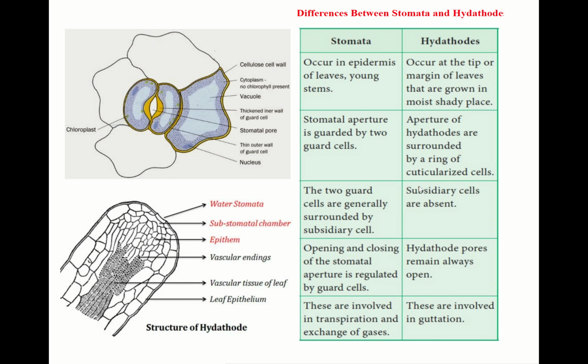Stomata are the minute openings or pores which are present on the leaves. Okay, so the stomata not only help in transpiration, but they also help in the exchange of gases, like for the process of respiration also.